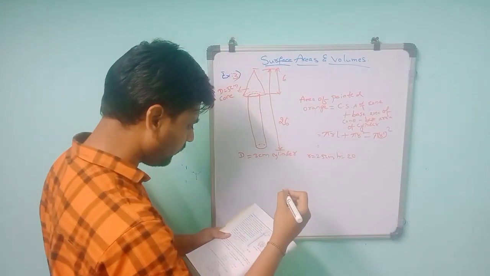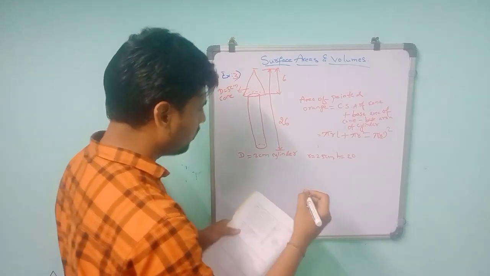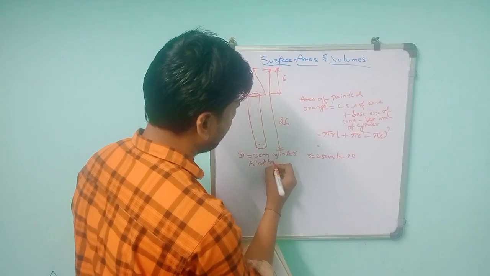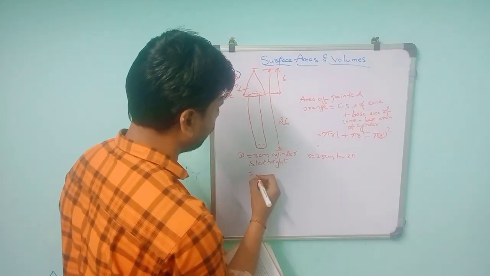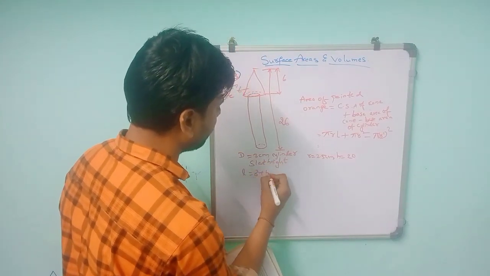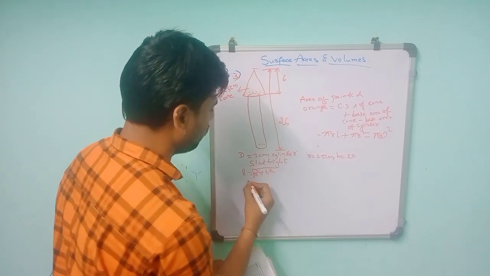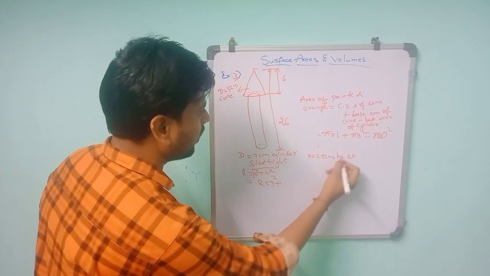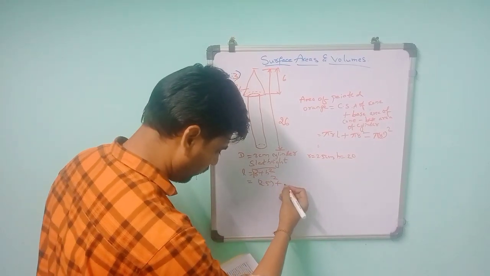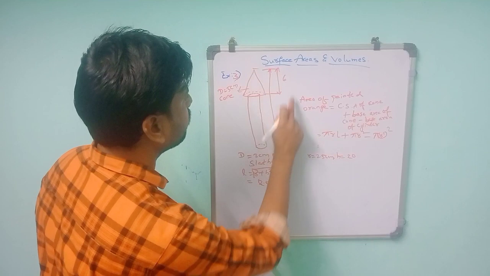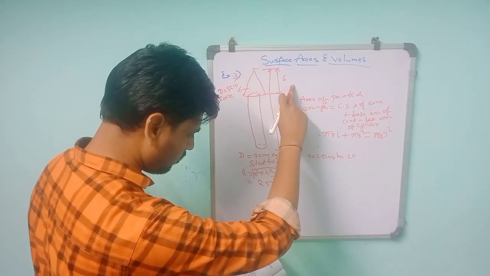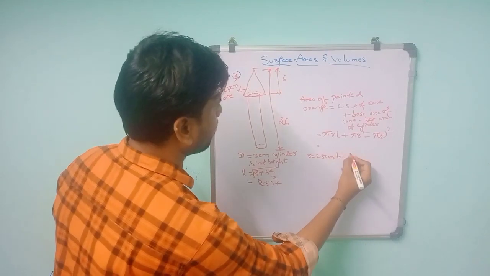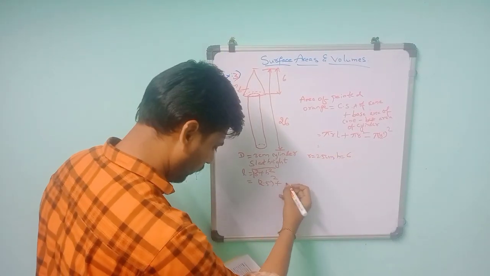Then 20 centimeter. Slant height. So slant height means L. This will be L is equal to square root of r square plus h square. So this will give you r is 2.5 whole square plus h square. No, h is 26 minus, that is height of the cylinder. So height of the cone I am taking 6. So 6 square.